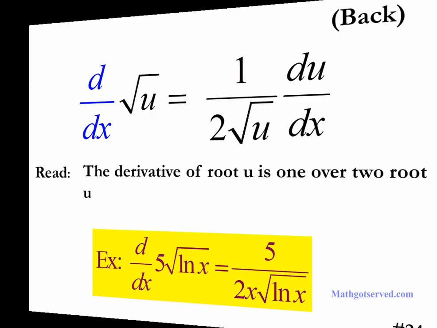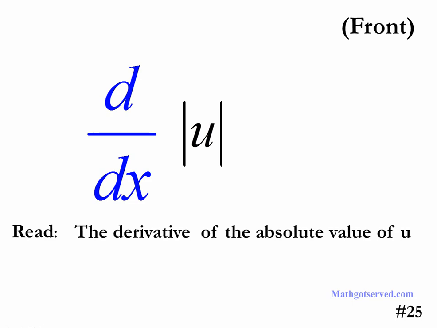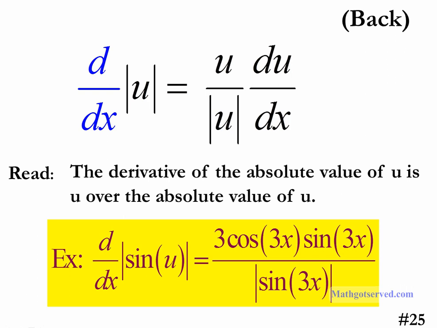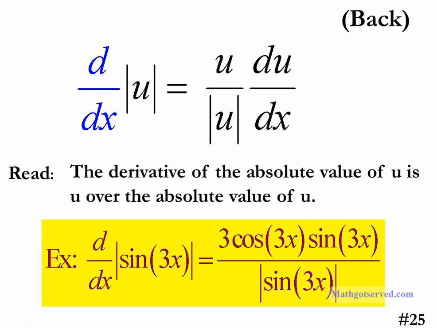All right, let's take a look at the last formula in this flashcard series, the derivative of the absolute value of u. The derivative of the absolute value of u, this is an interesting formula, is u over the absolute value of u du dx. Let's take a look at an example. What is the derivative of the absolute value of sine 3x? So in this function, again, we also have the composition of 3 functions.